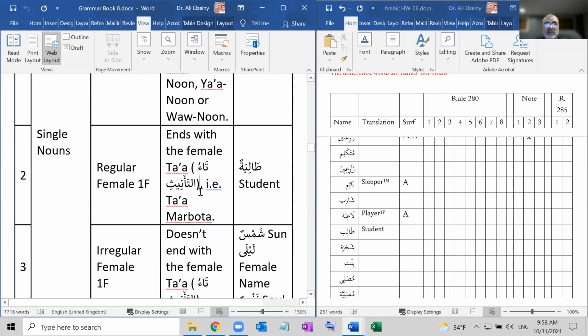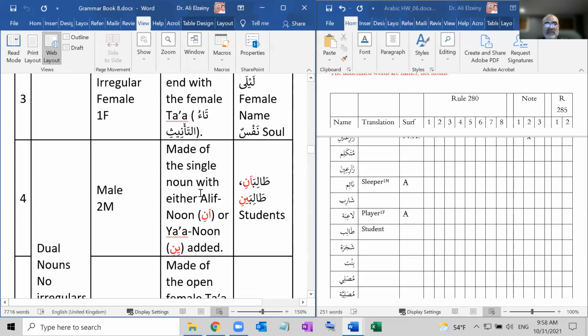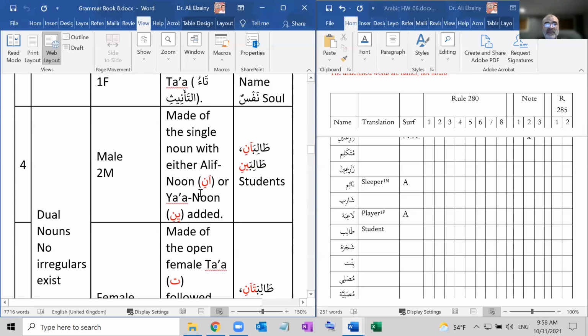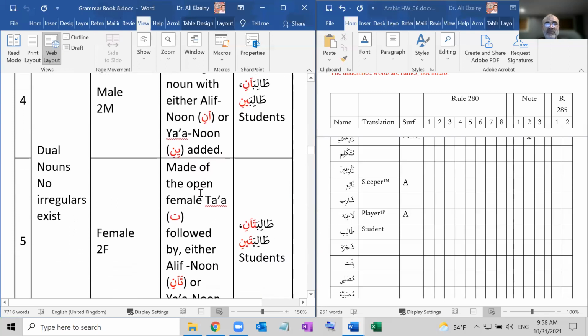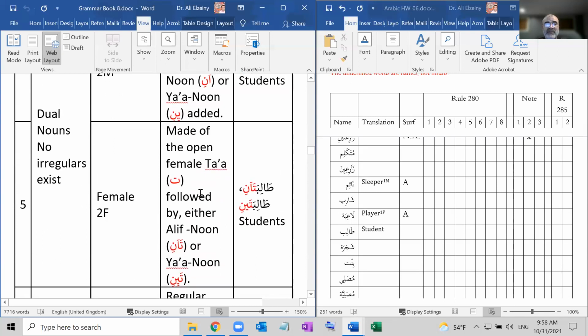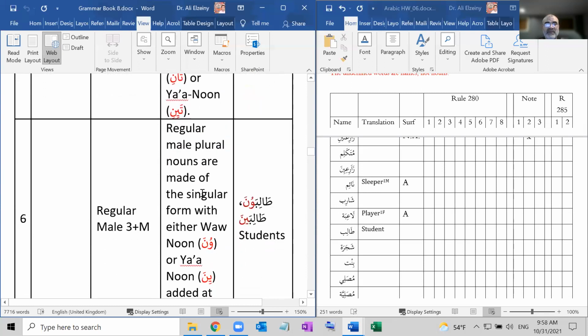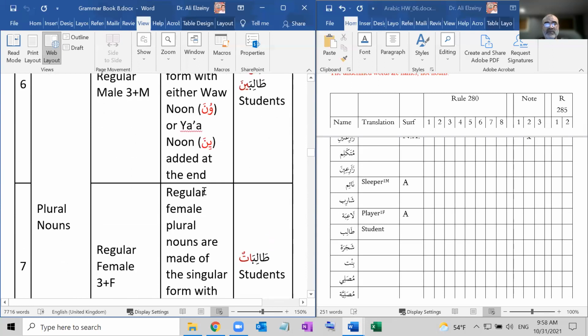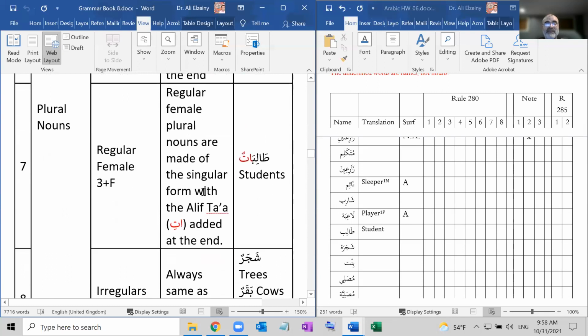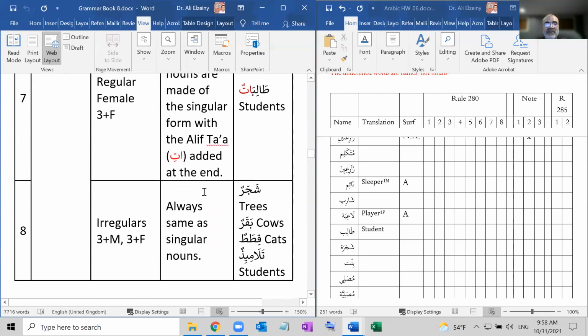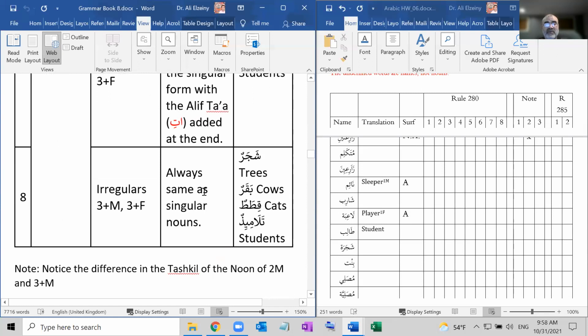Does it end with ta marbuta? No. Does it end with alif noon or ya noon? No. Does it end with female ta followed by alif noon or ya noon? No. Does it end with waw noon or ya noon? No. Does it end with alif ta? No. Therefore, it's either a singular male or an irregular plural.